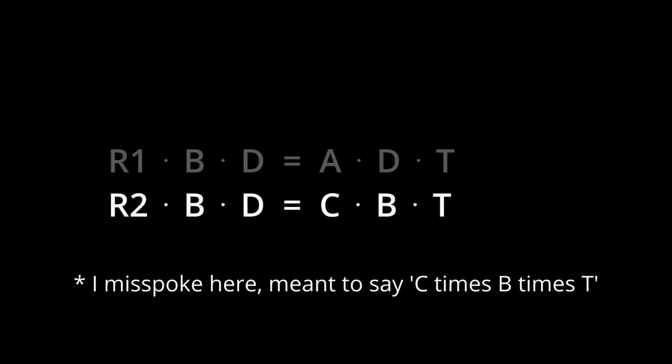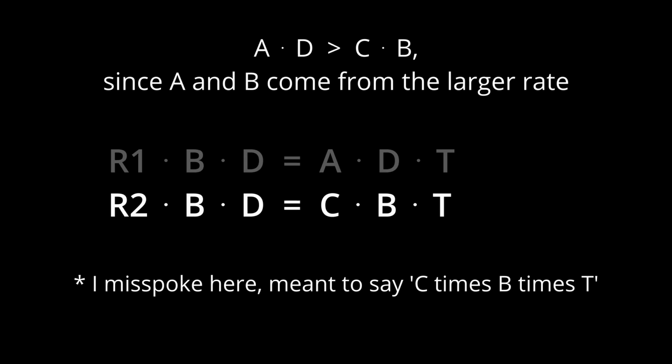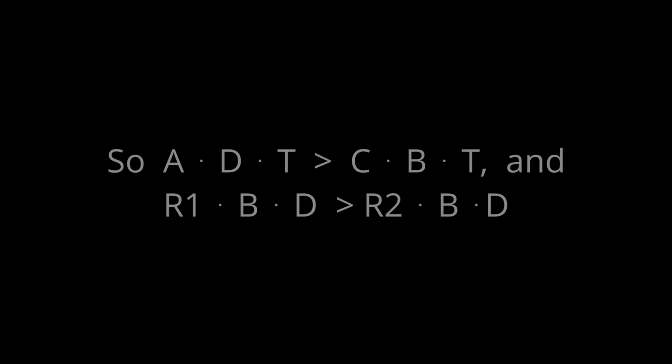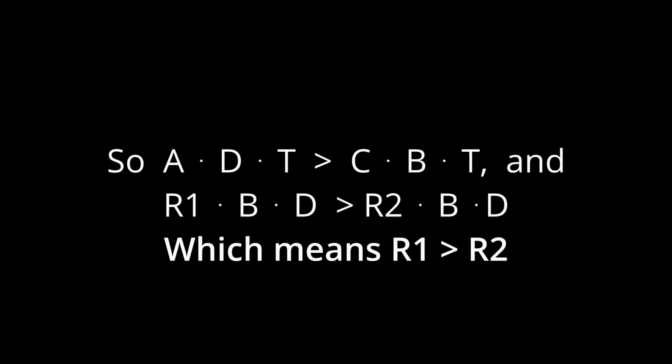I know that a times d is more than b times d. So as long as t has a remainder of 0 when divided by b and by d, the larger rate actually will always give the larger end result.